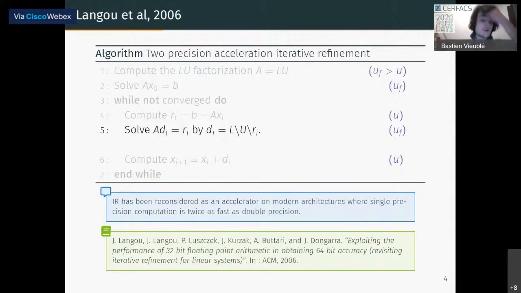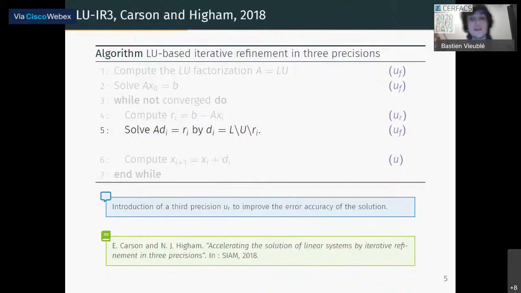In 2006, Langou reconsidered iterative refinement, not just as something to improve the accuracy of the solution, but also as an accelerator on modern architectures where single precision computation is twice as fast as double precision. So the trick is that we do the factorization, which is the costly part of the algorithm, in a low precision u_f, and get back a good accuracy of the solution by making the refinement steps in higher precision. In 2018, Carson and Higham introduced a third precision to this algorithm, u_r, on the residual to improve the accuracy of the solution.